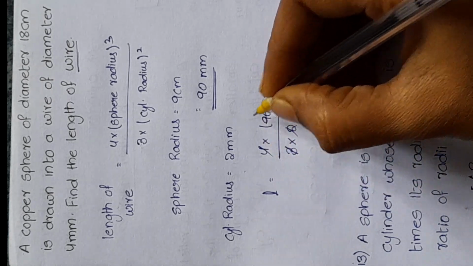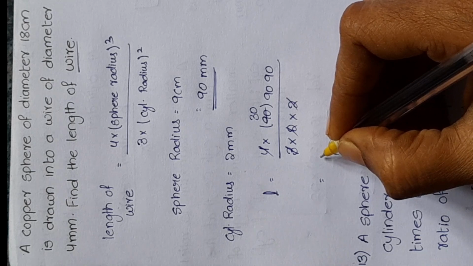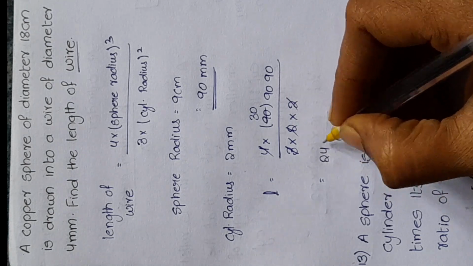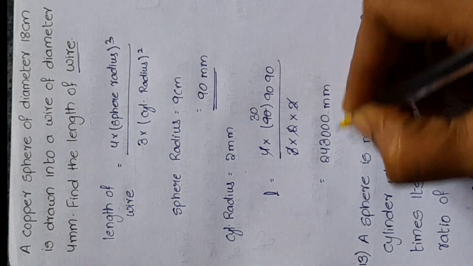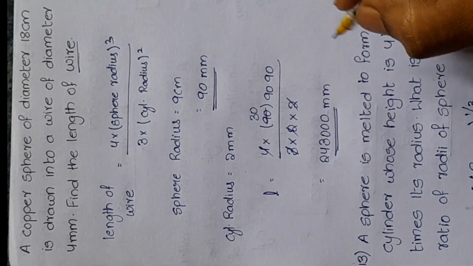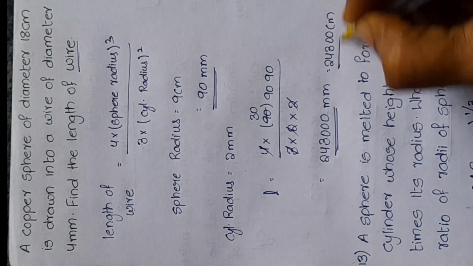Cancelling this, 3 ones, 3 threes. So 9 nines are 81. 81 into 3 is, we get this as 243 and these 3 zeros, millimeters. In terms of centimeters, we can write this as 24300 centimeters.